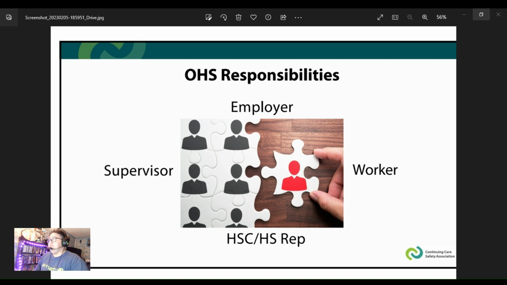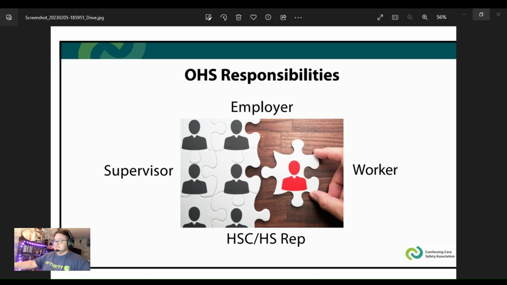Then we have supervisors. Supervisors, they basically go around ensuring that controls are used by workers, and the workers, their responsibility is to protect themselves and they protect others, and they make sure that they're utilizing the controls that are put in place. And then we have us, the Health and Safety Committee. We're important. We work together with the employers, supervisors, and workers to achieve the goal of keeping everyone safe by actively participating in activities to promote health and safety.